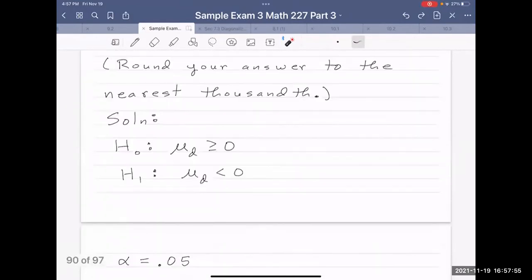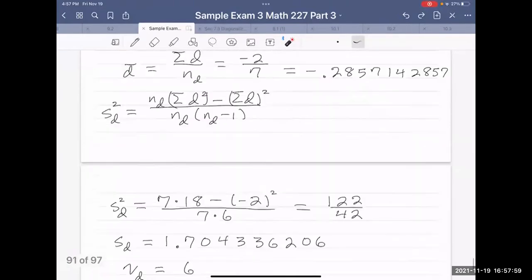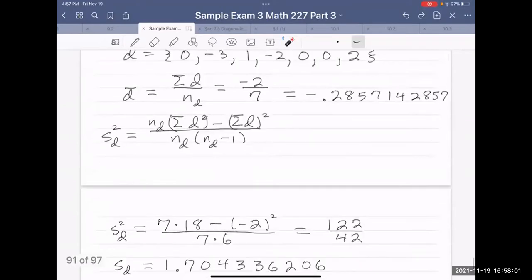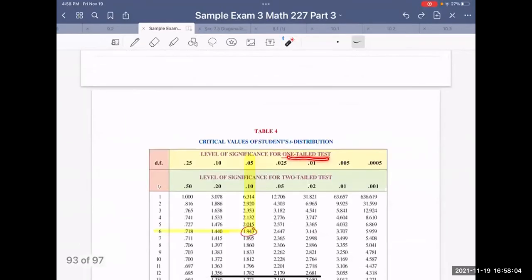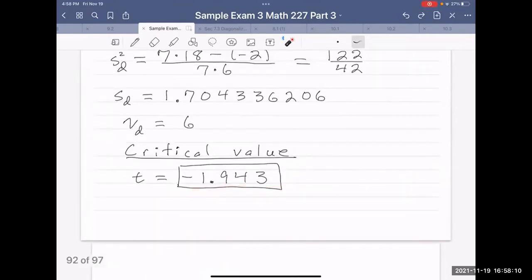And this is left-tailed, 0.05. So left-tailed, or one-tailed, 0.05, degrees of freedom 6. So a negative 1.943.